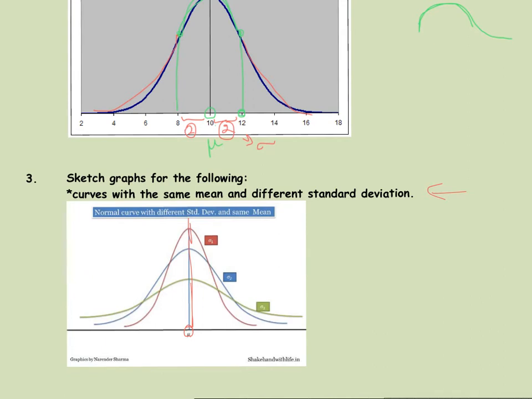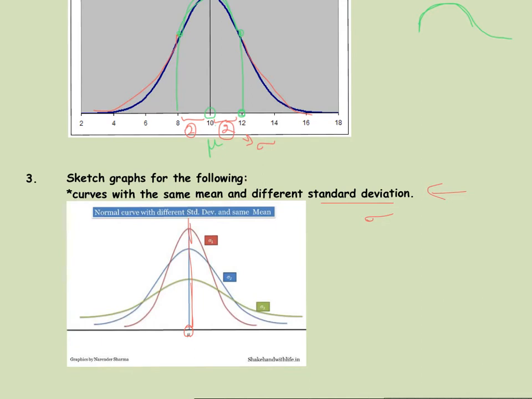Now if we want the standard deviations to be different, standard deviation is sigma. Standard deviation tells us how spread out the data are. If we want the graph to be very spread out, then the standard deviation has to be large. If we want the normal distribution to be tall and thin, then we would like the sigma to be way less.